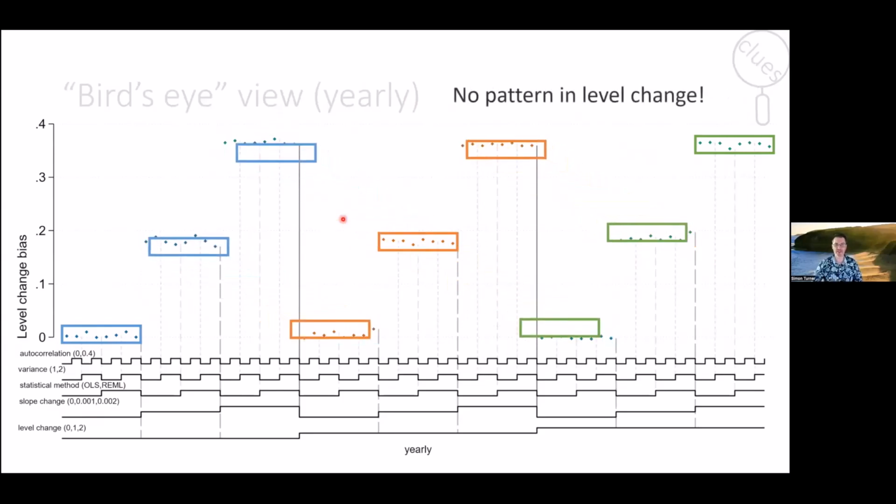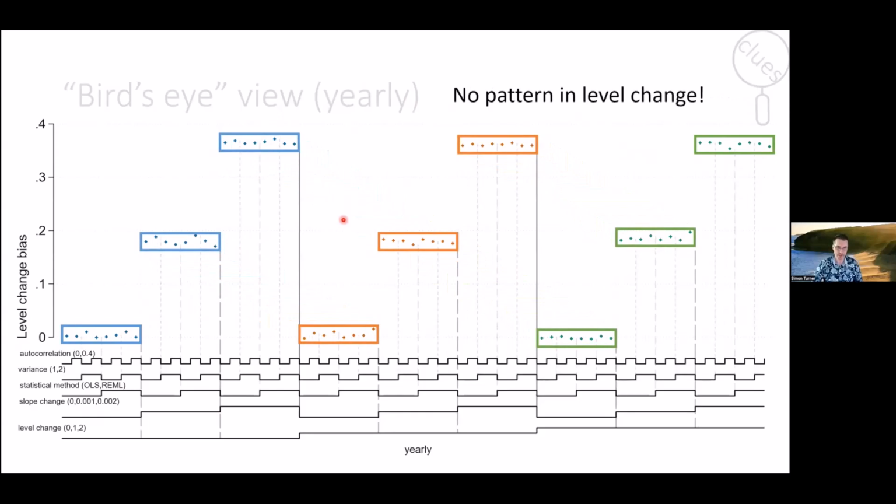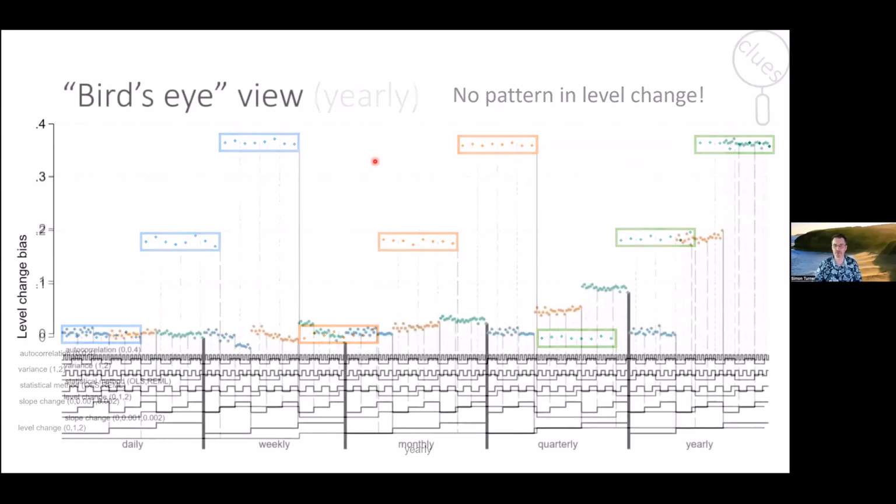What about level change itself? No, and this one surprised me when I first saw it, because I kind of thought if you've got a large value of level change, which is these green ones over here, it might have a larger bias than when there was no level change. But no, it looks like that's independent. So you can rule that out as a factor.